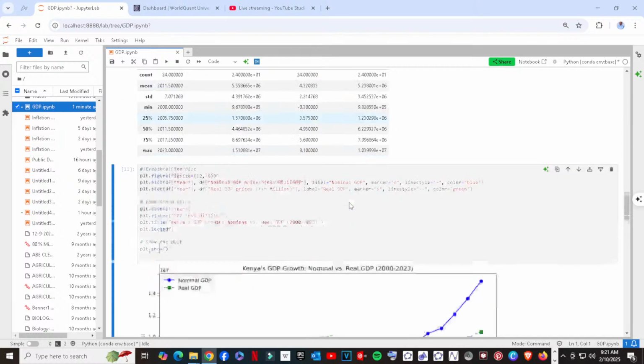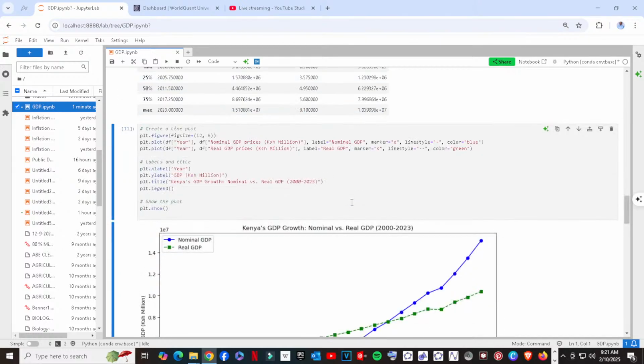Here, the next one: create a line plot. You can see these are things that I already looked at, and that's why you see that. Running this code here should create a line plot. The line plot is that of nominal GDP prices and real GDP prices against the year. So let me run it.